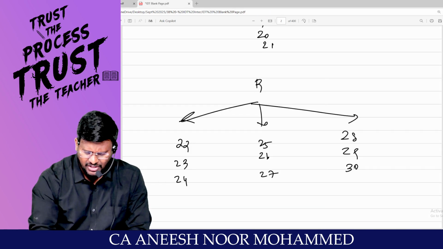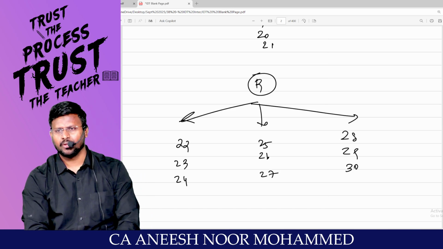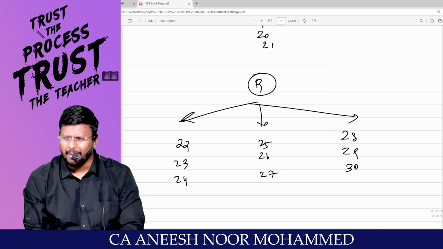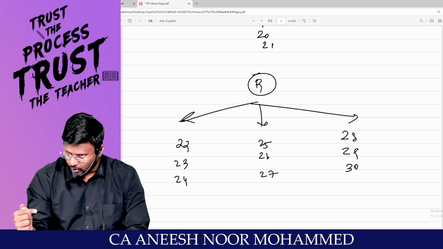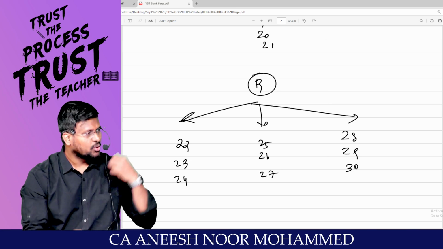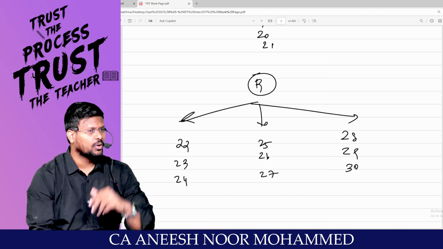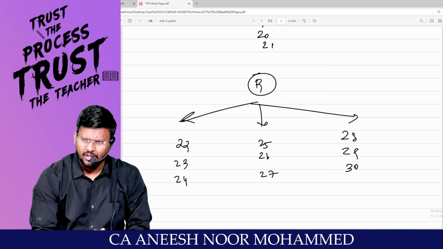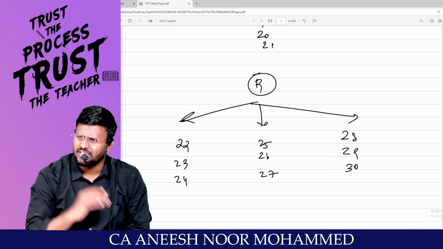The chapter on registration is classified into how many categories? Part 1, Part 2, Part 3. Part 1 covers sections 22, 23, 24, 25, 26, 27, 28, 29, 30. What is 22? Person liable for registration. Who all have to take the registration is explained in section 22.